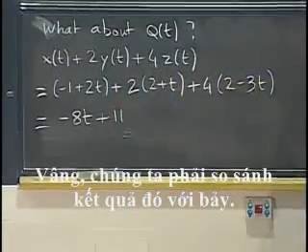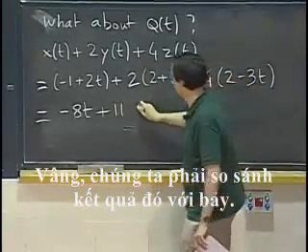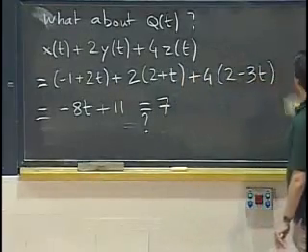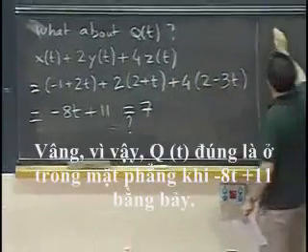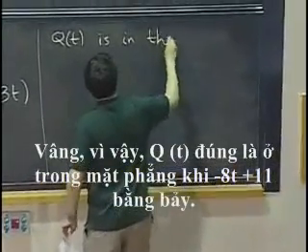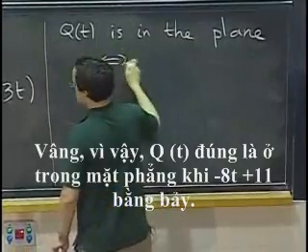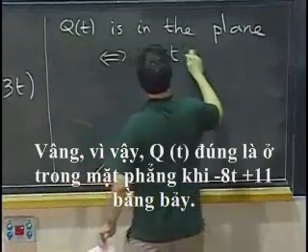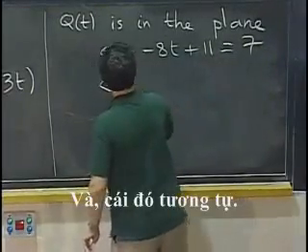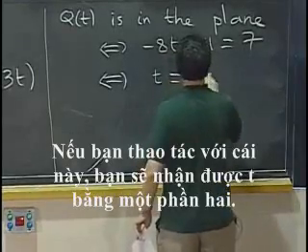And the constant term is minus 1 plus 4 plus 8 is 11. Okay, and we have to compare that with 7. Okay, question is, is this ever equal to 7? Well, so q of t is in the plane exactly when minus 8t plus 11 equals 7. And if you manipulate this, you will get t equals 1/2.